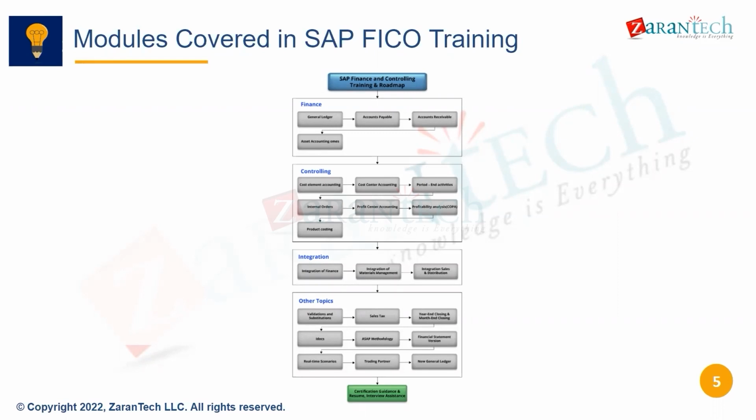And then controlling: cost center accounting, cost element accounting, internal orders, profit center accounting, budgeting, and COPA. COPA is called profitability analysis. And then we'll cover the integration modules, integration of FICO with materials management, and integration with the sales and distribution module.